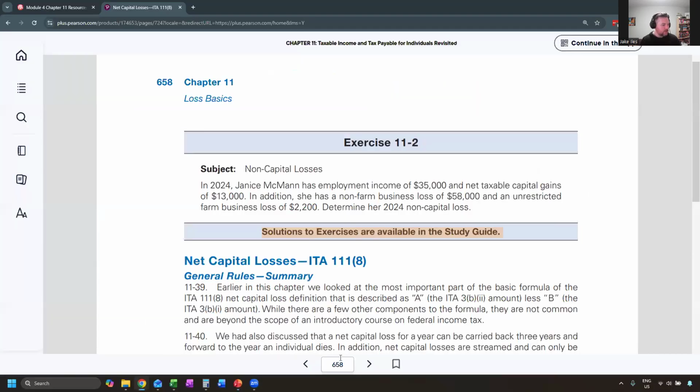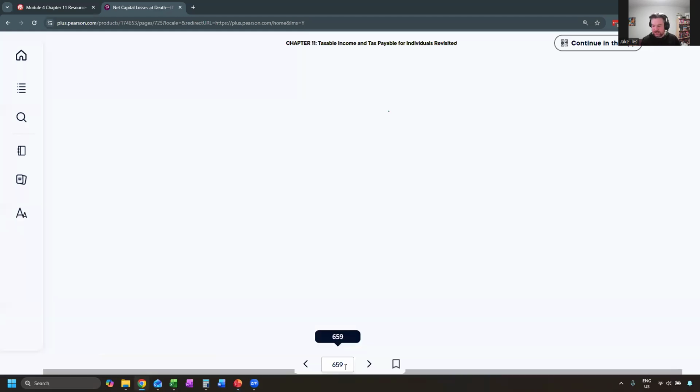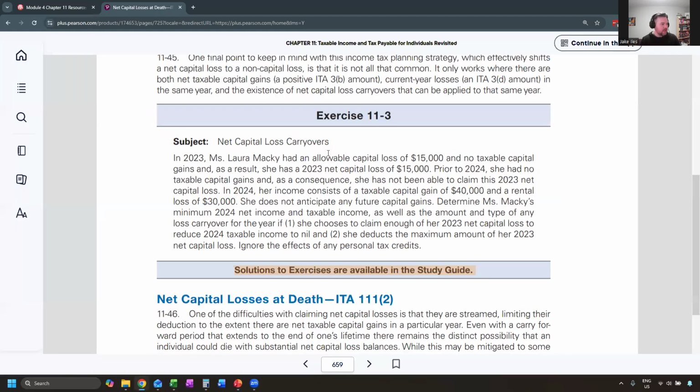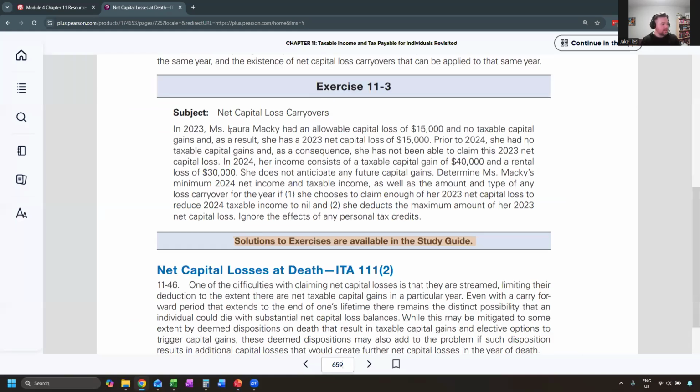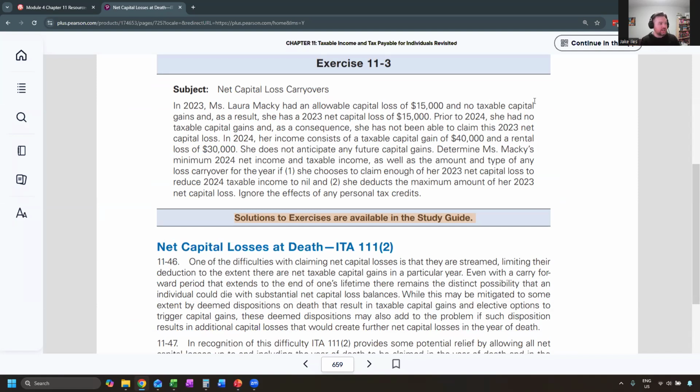So we have two quick exercises I'd like to do in this video. Net capital loss carryovers. Ms. Laura Mackey has an allowable capital loss of 15,000, no taxable capital gains, and as a result, she has a net capital loss of $15,000. This was last year. Prior to 2024, she had no taxable capital gains and was not able to claim that capital loss. In 2024, the income was a taxable capital gain of 40,000, so now we can use that net capital loss, and a rental loss of 30,000.